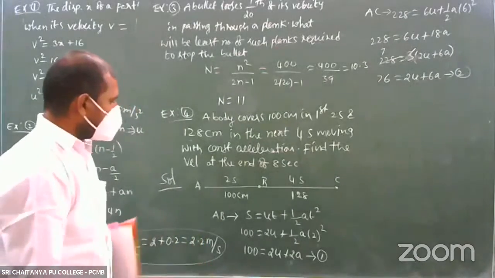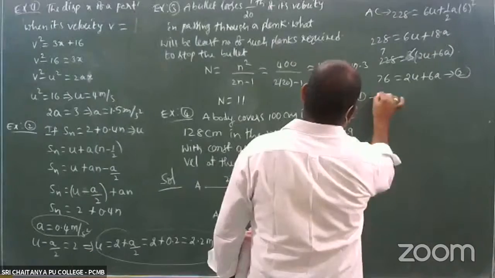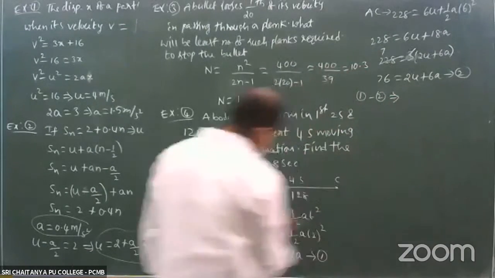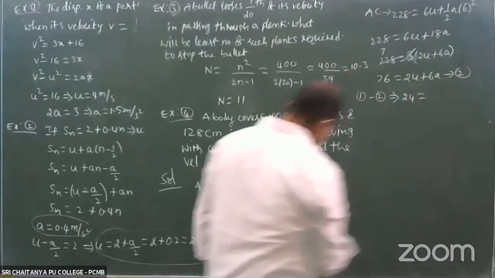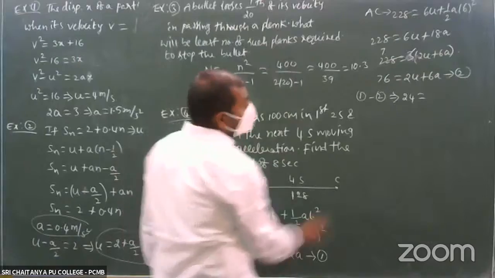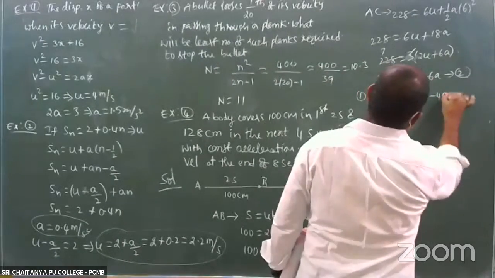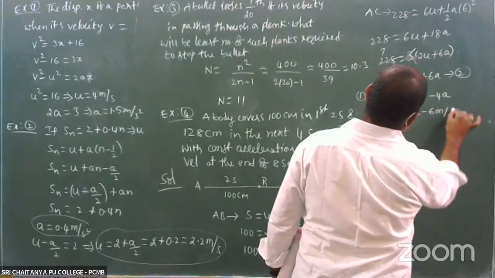Now, from equations 1 and 2, subtract any one. Equation 1 minus 2. Left side, 100 minus 76, what you will get? 24. 2U minus 2U, 0. Next, 2A minus 6A, what you will get? Minus 4A. Then A is equal to minus 6 meter per second.